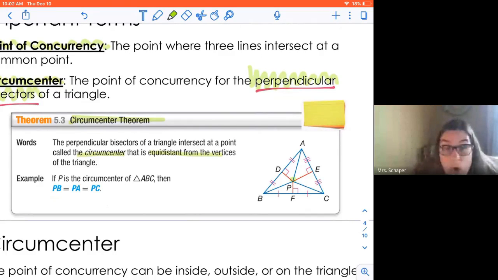Now, you need to know all of that about the point of concurrency for perpendicular bisectors, because we're going to be asking you to solve algebraic equations, and you need to know those relationships. You need to know that the perpendicular bisectors meet at the circumcenter and that they're equidistant from the vertices of the triangle. It's a lot. We just need to practice, right? It's brand new. We got to practice.